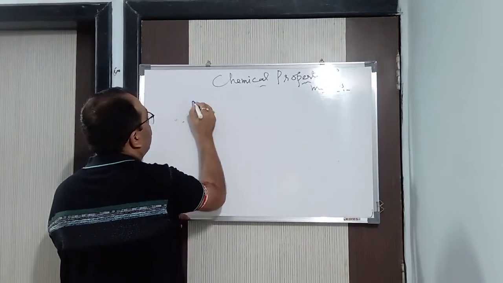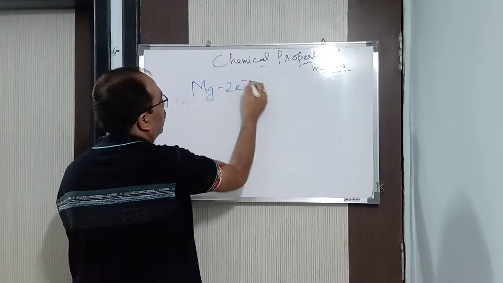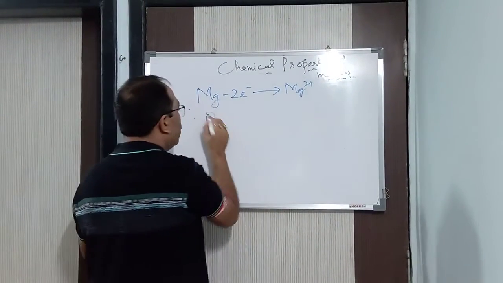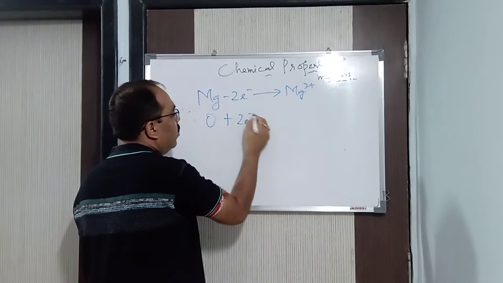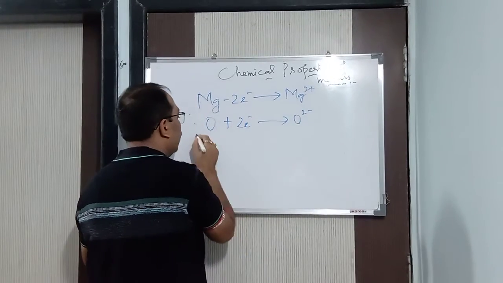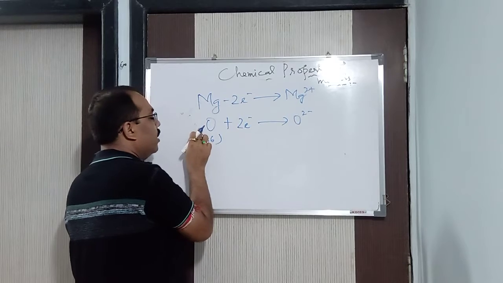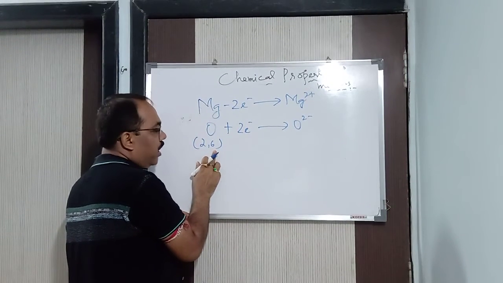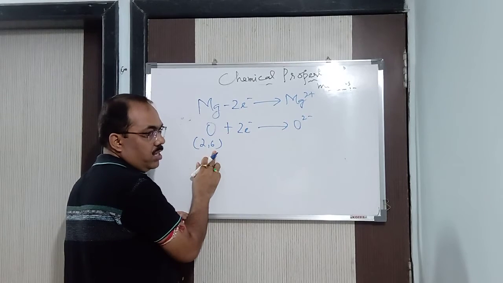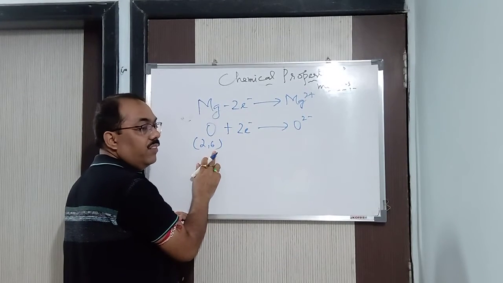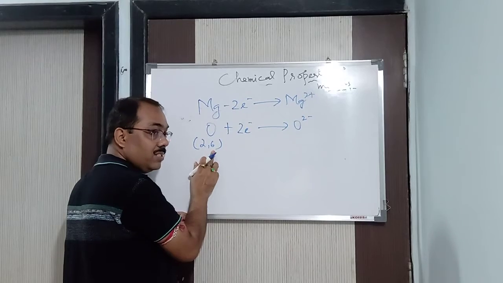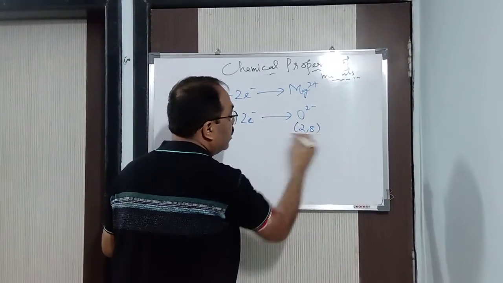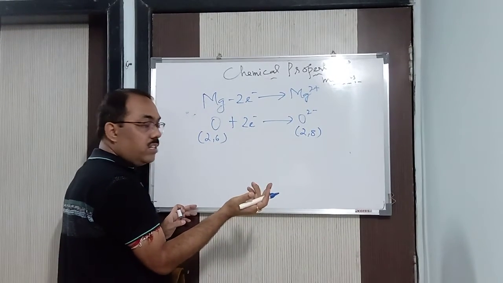How? See here, magnesium loses 2 electrons to form Mg2+. Just now I said it is electropositive. Oxygen, on the other hand, gains 2 electrons to form O2-. Why will oxygen gain? Because the atomic number of oxygen is 8, so the electronic configuration is 2,6. It has a deficiency of 2 electrons in the outermost shell, so it gains these 2 electrons to form 2,8, a stable configuration.